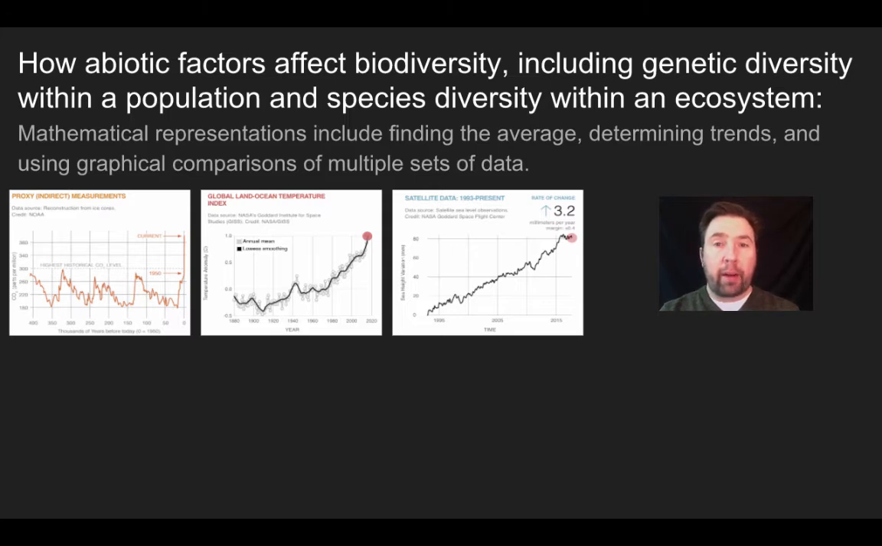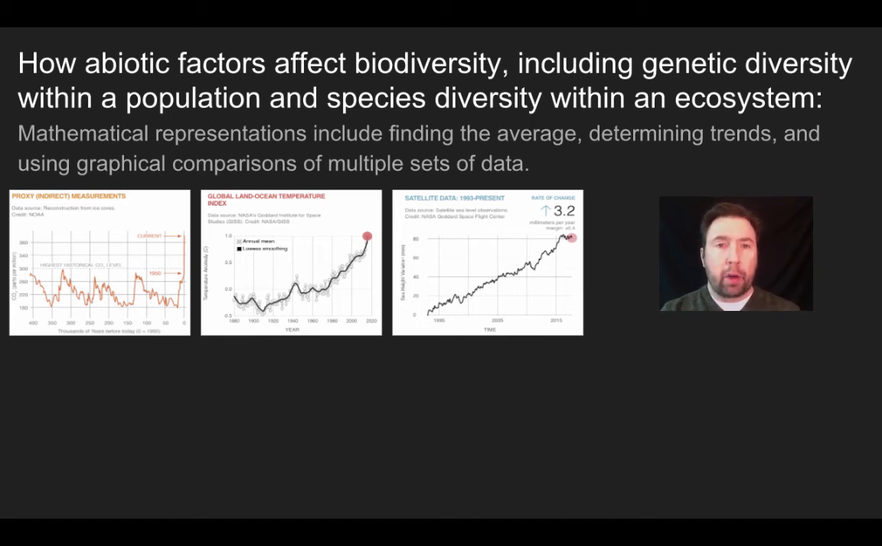And then over on the far right, we have sea level rise, another water level rising, particularly sea level rising. And we see the rate of change based off of the slope of that graph. And we see sea level rise increasing as well. So all three of these are good examples of abiotic factors. These are all mathematical representations. These are graphs. They demonstrate averages. They show trends. These are really good data sets. So now what would the impact be on the ecosystems?